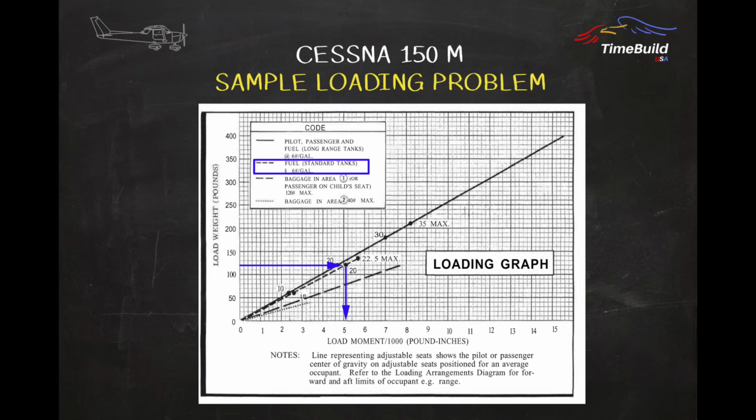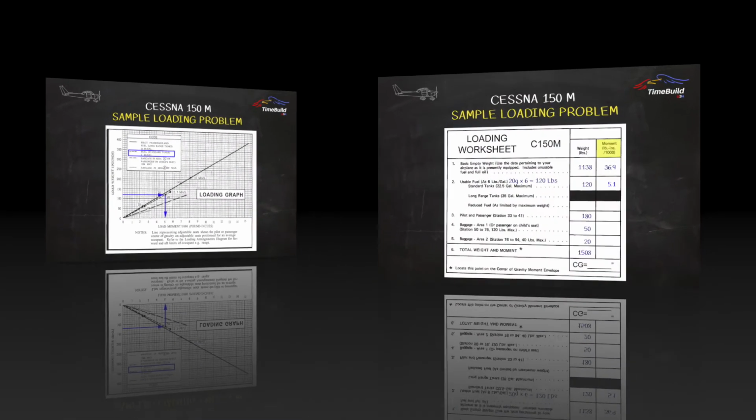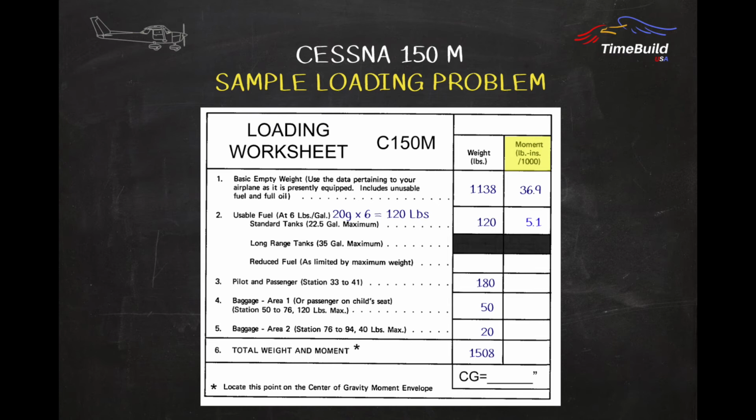In our example, the plane is loaded with 20 gallons of fuel, which is 120 pounds. Starting on the vertical axis at 120 pounds, move right until reaching the small dashed line representing the fuel tank station. Reading straight down from there gives a moment divided by 1,000 of 5.1. Note that each vertical line on the graph represents a moment divided by 1,000 of 2/10. Add the moment divided by 1,000 of 5.1 on the respective line of the form for the fuel.